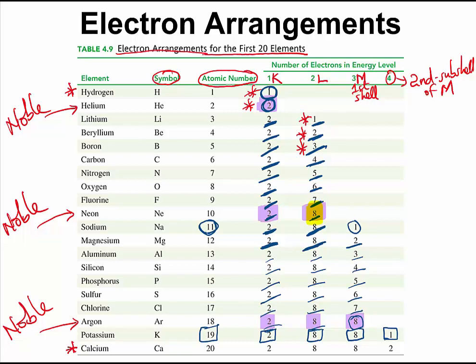Another thing I need you to quickly take a look at in the electronic arrangement we have here is the number of electrons in the outermost shell. This is what I'm talking about. Take a look at hydrogen. Only 1 electron in its outermost shell. Take a look at lithium. Only 1 electron in its outermost shell. Take a look at sodium. Only 1 electron in its outermost shell. And take a look at potassium. Only 1 electron in its outermost shell.